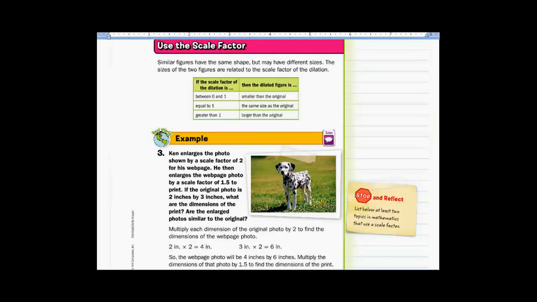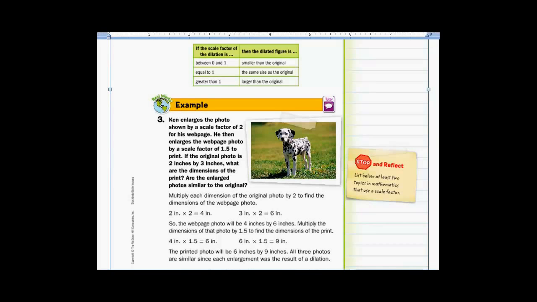All right, let's look at this problem. Example 3. Okay, it says Ken enlarges the photo shown by a scale factor of 2 for his web page. He then enlarges the web page photo by a scale factor of 1.5. So he enlarges it by 2 the first time, and then he enlarges it by 1.5 the second time. If the original photo is 2 by 3, what are the dimensions of the print? Are the enlarged photos similar to the original? So a couple different questions there.